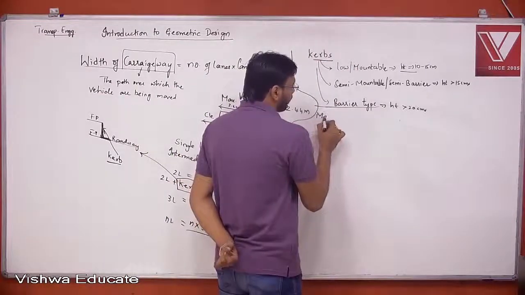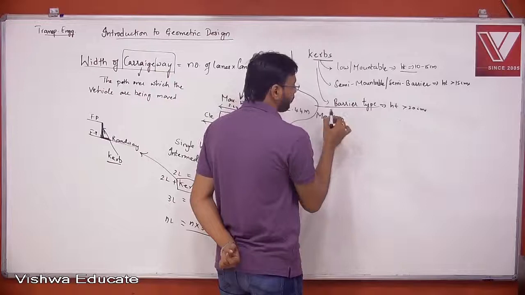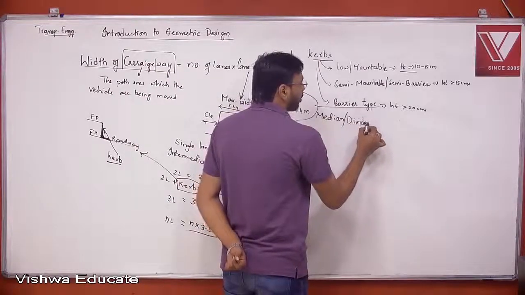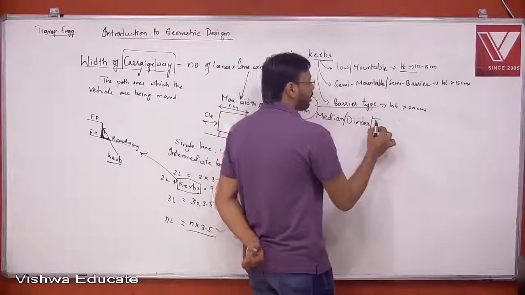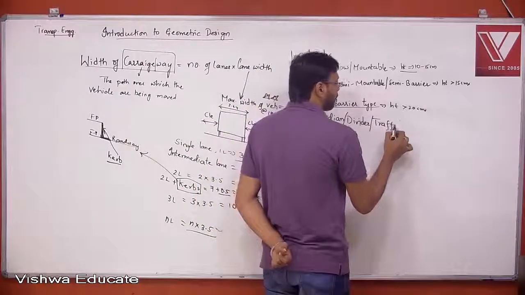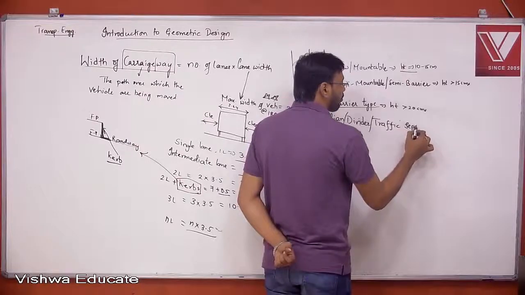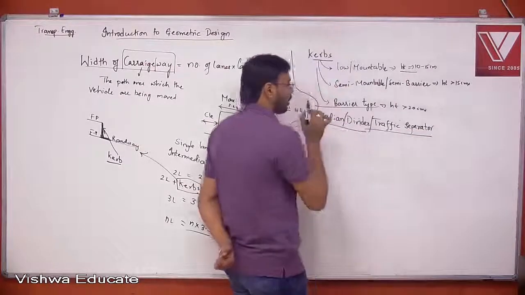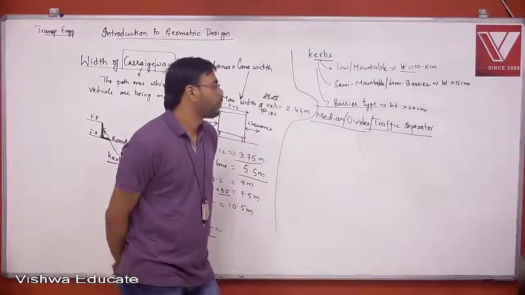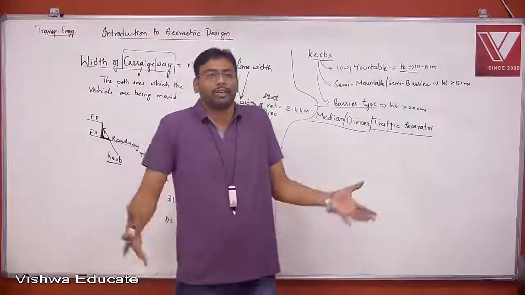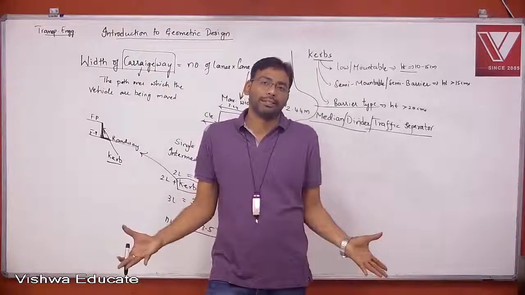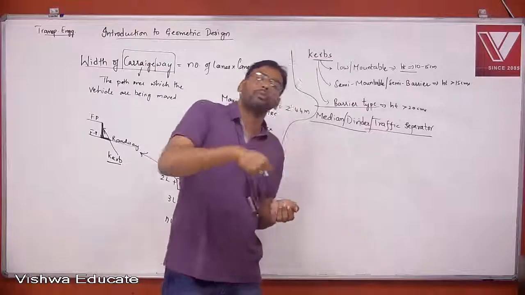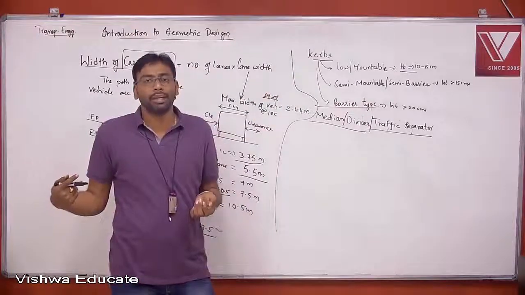Now, median. It is also called a divider. It is also called a traffic separator. Now, what is the purpose of a median? It divides the traffic. Why should you divide the traffic? To eliminate accidents. What type of accident? Will it reduce it, or will it eliminate it completely?